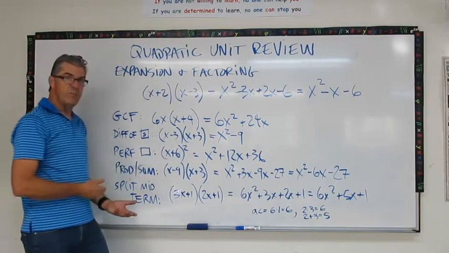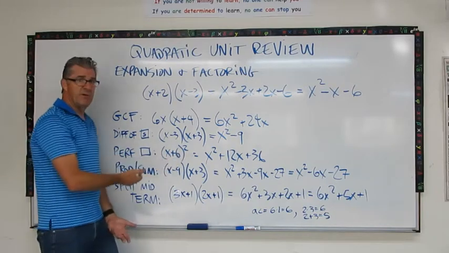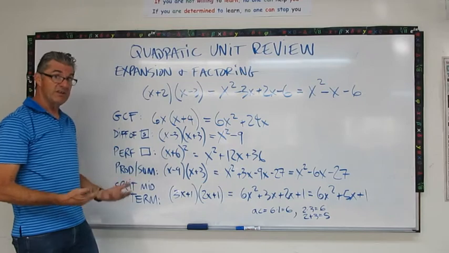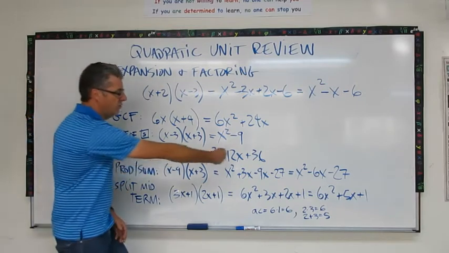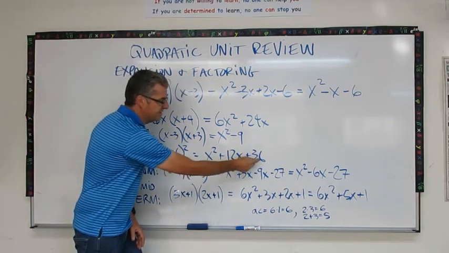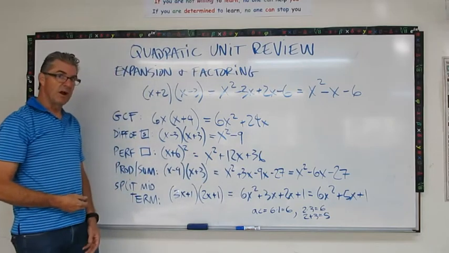Going this way isn't so bad. If you don't recognize that it's a perfect square, you can FOIL it and you will get the correct result. However, going this way, it's a little harder to see that that's a perfect square, but it can be done.